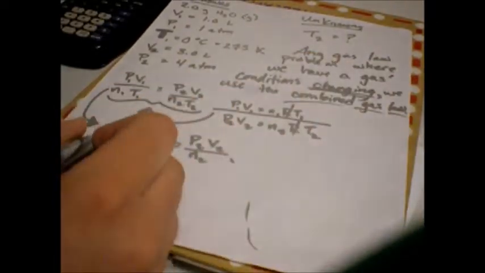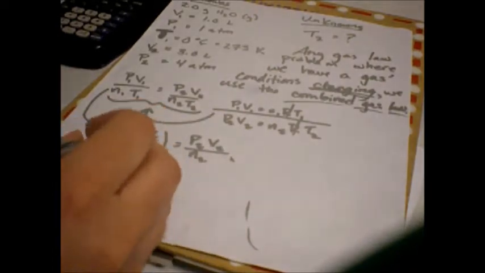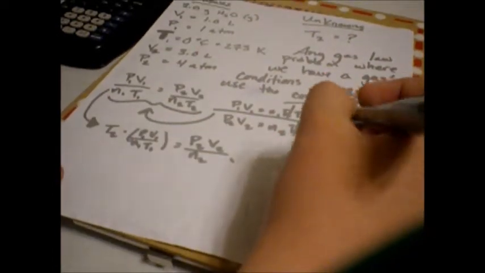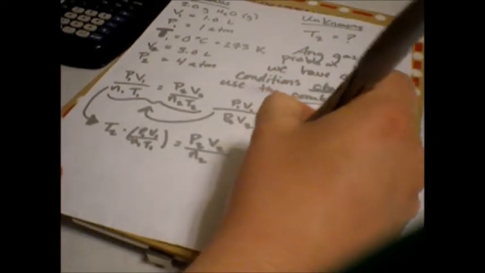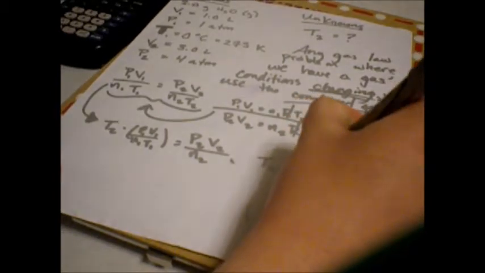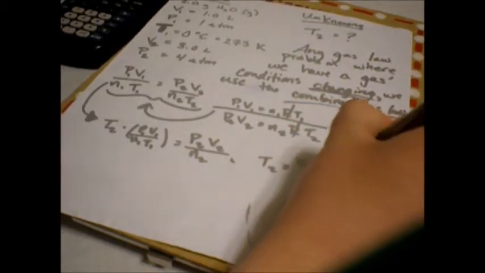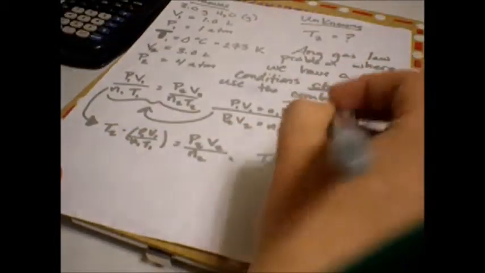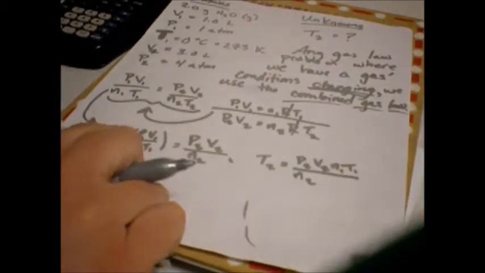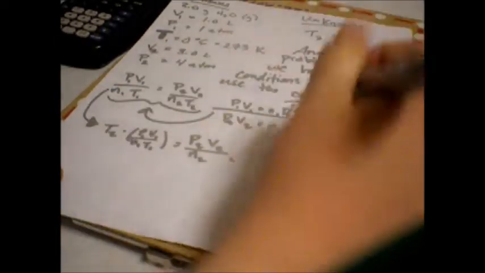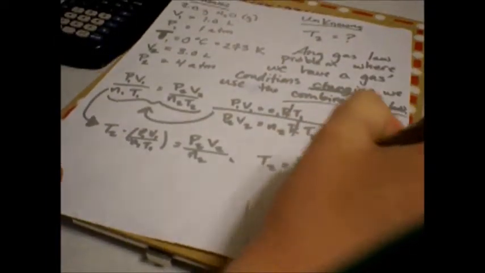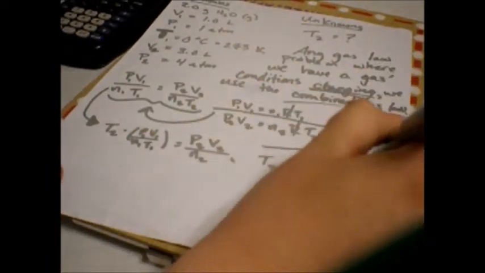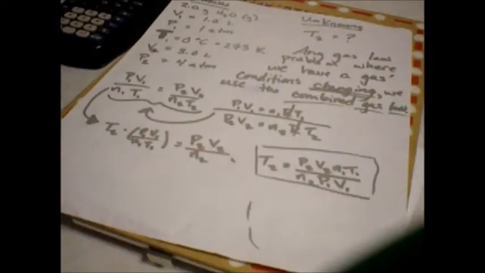Okay, so we multiplied both sides by T2. We can also multiply both sides by N1 T1 to get that out of our denominator. Okay, so T2 equals P2 V2 N1 T1 over, and then we can divide both sides by P1 V1. Okay, and here's our equation that we're going to use.